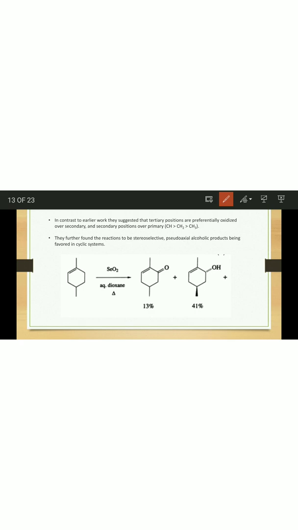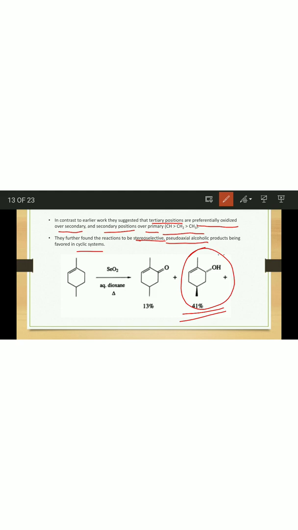In contrast to the earlier works, they have also suggested that the tertiary positions are preferentially oxidized over the secondary, and the secondary positions over the primary. That is, tertiary, secondary and primary will be the order. Then they further found the reactions to be stereoselective, with pseudoaxial alcoholic products being favored in the cyclic systems. As you can see in this equation, the pseudoaxial alcoholic product is the more favorable one with 41%.